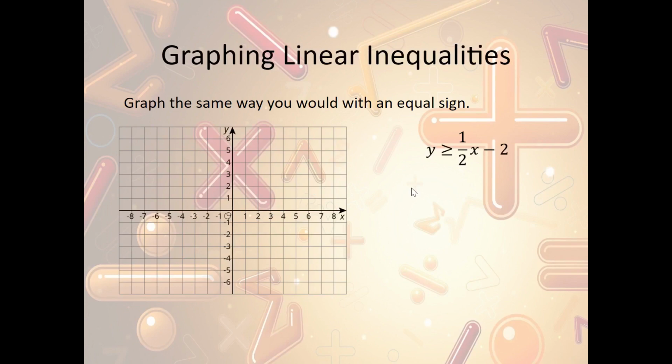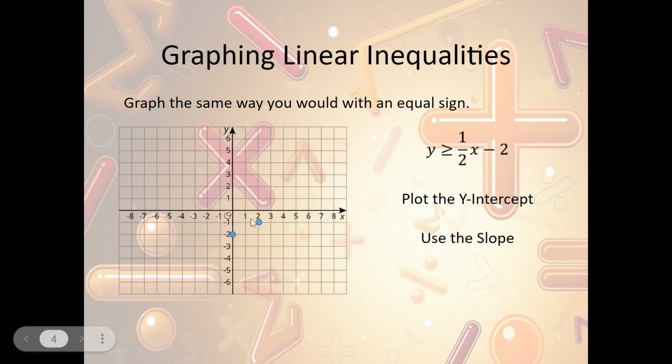Well, with inequalities, we're going to graph them the same way. So just like we did before, we're going to plot the y-intercept, which in this case is -2, so I go down 2 and plot that point. Then I use the slope to plot the second point. Well, this is change in y, so we're going up 1 to the right 2.